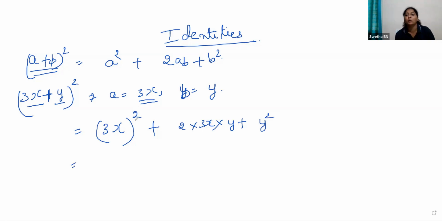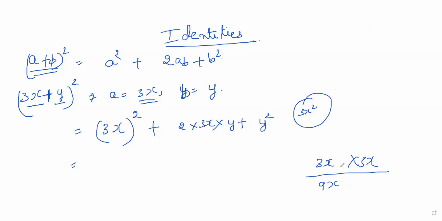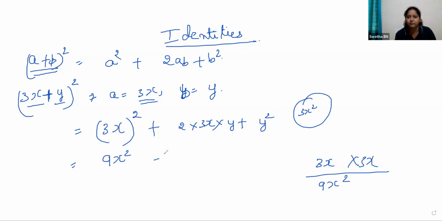So what is (3x) whole square? Whole square means you should know that 3x... Sometimes children will write 3x square, but that is wrong. You should multiply 3x two times, right? 3 3s are 9, x into x is x square. So it is 9x square plus, so this is one term, right? 2 into 3 is 6, 6 into 1 is 6, x into y, 6xy, plus y square. Right, now, children?